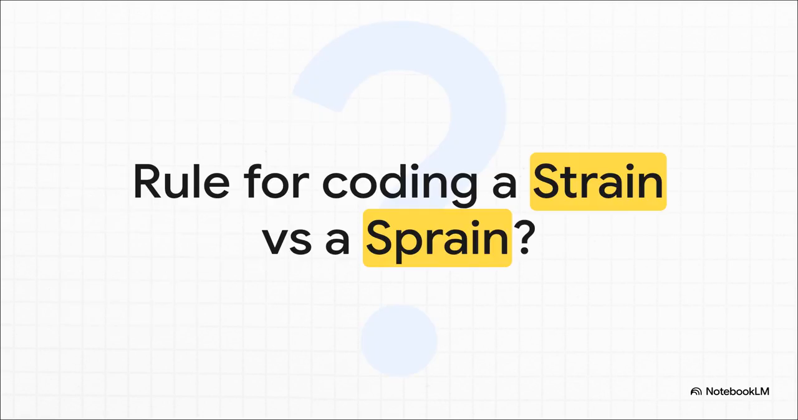Fantastic work today, but we are just getting started. Next up is part 7, where we tackle the musculoskeletal system. We're going to be diving deep into bone structures and joint movements, and I'll leave you with this. Do you know the exact rule for coding a strain versus a strain? There is a very specific trick to it, and we are going to cover it next time.